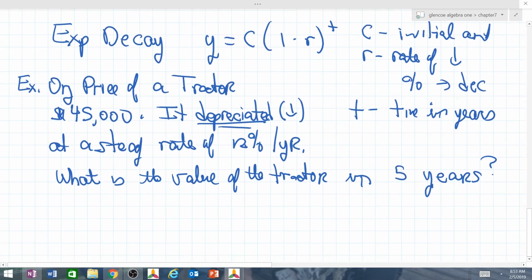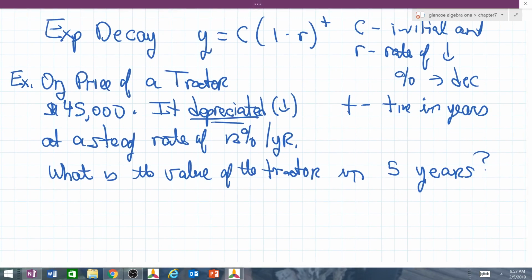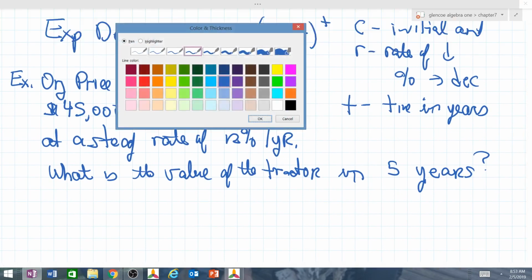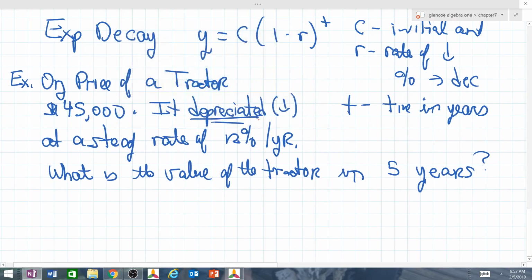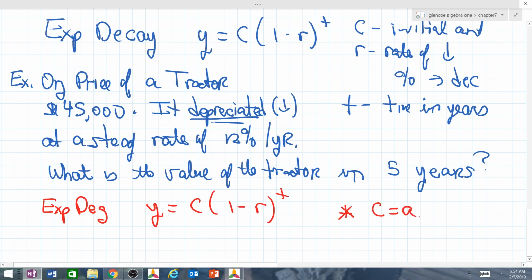So step number one, the first thing you need to do when you read the problem is you need to make a decision, guys. Is it exponential growth, exponential decay, or compound interest? We all agree it's what? It's exponential decay. So I'm going to use this formula. Let's just give you a note here. C equals A. It just depends, again, what math author. It's the initial amount. It depends which formula you want to use. They're both correct. Do you understand?